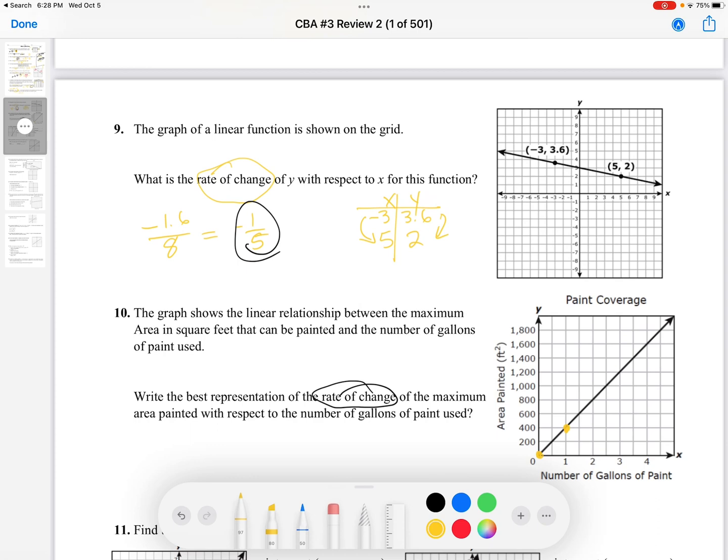And there we go. So remember, this point here is 1, 400. And this point here is 0, 0. You can put it in a table if you like. 0, 0, 1, 400. And we're looking for our change in y, and we're going to divide it by our change in x. So that's 400 over 1, which is just 400, which is the rate of change here.